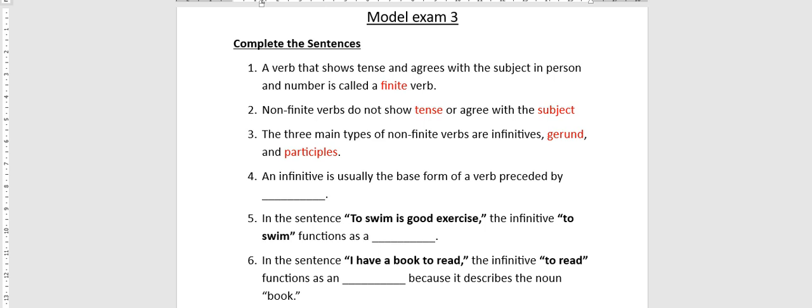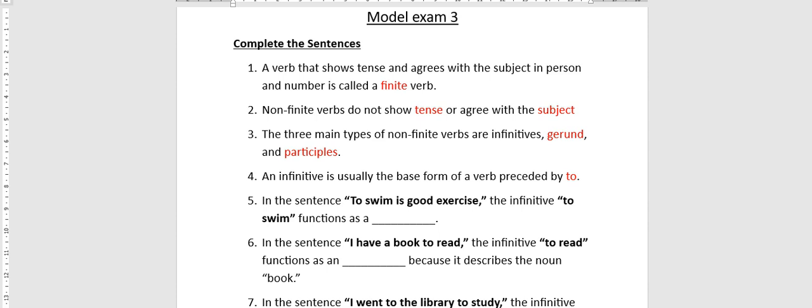Okay, an infinitive is usually the base form of the verb preceded by the preposition to. In the sentence 'to swim is good exercise', the infinitive to swim functions as... احنا قلنا الانفينيتيف ليه 3 functions: adjective, adverb and noun. هنا to swim acts as a noun as it is the beginning of the sentence and before the verb.